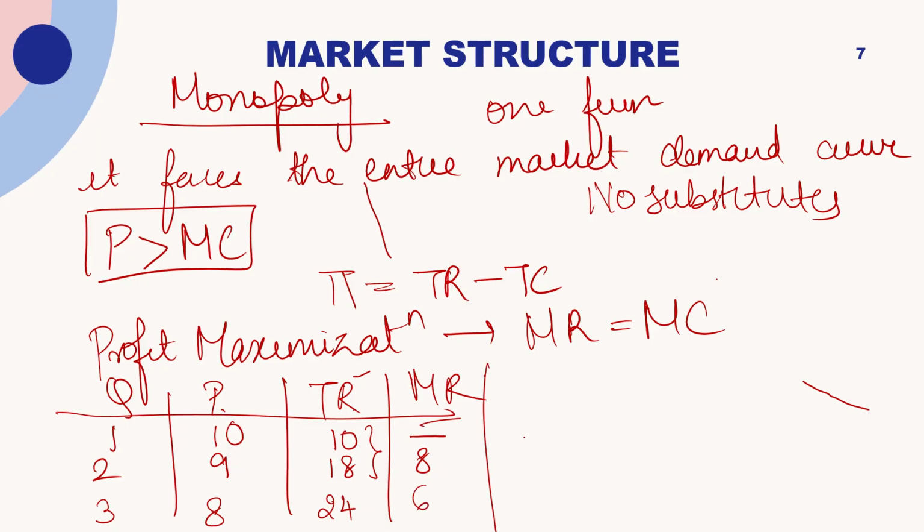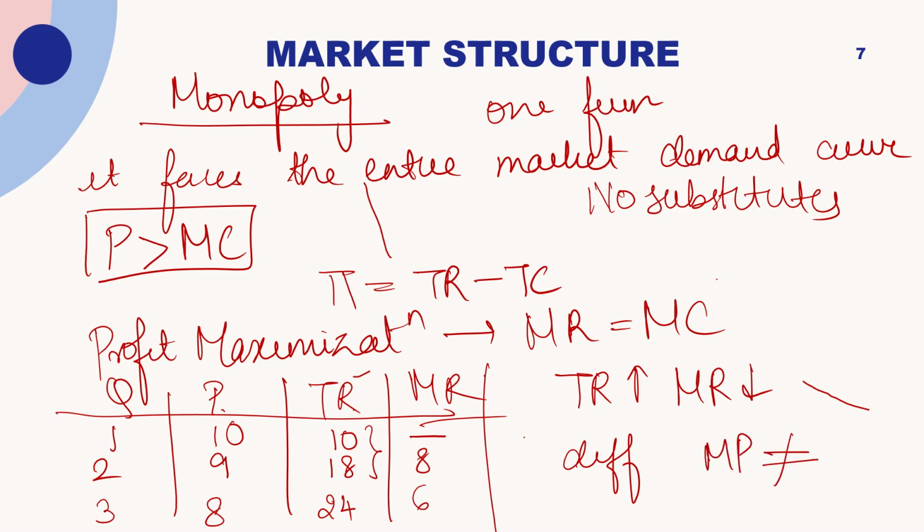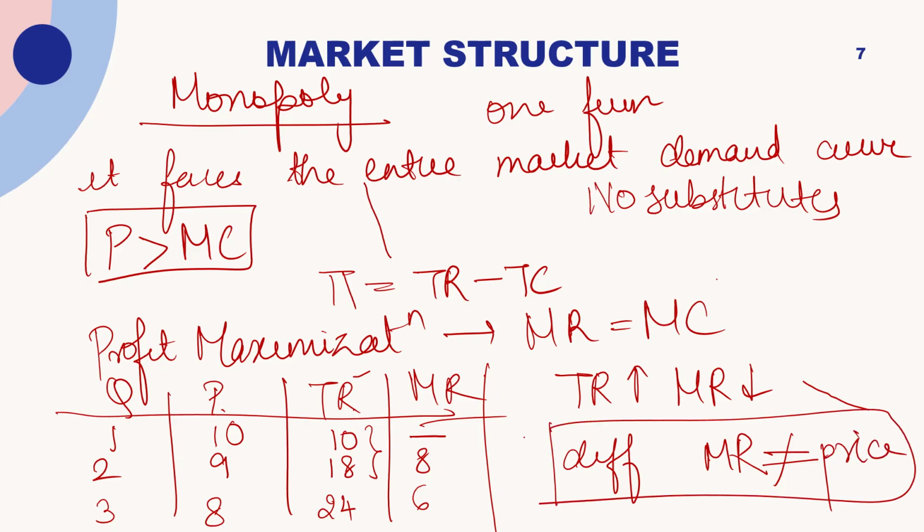What is the pattern that can be observed here? Whereas your total revenue is increasing, we are seeing that your marginal revenue is decreasing. The difference between perfect competition and this is that your MR is not equal to your price. Very important point. Now let's understand the graph.